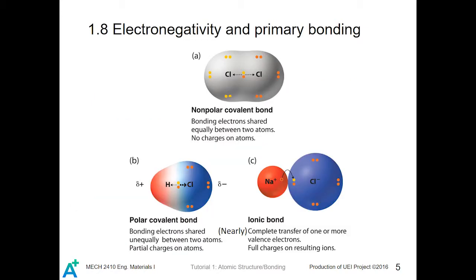This picture explains the ideas I just mentioned. For non-polar ones, bonding electrons are shared equally. There are no partial charges on the atoms. For polar covalent, bonding electrons are shared unequally between two atoms, and there are partial charges on the atoms. Ionic bond is a nearly complete transfer of one or more valence electrons, and there is a full charge on the resulting ions.